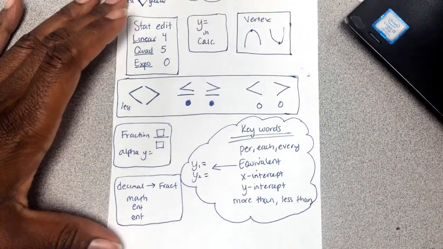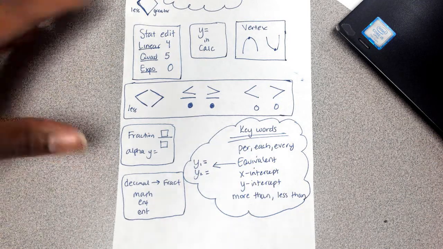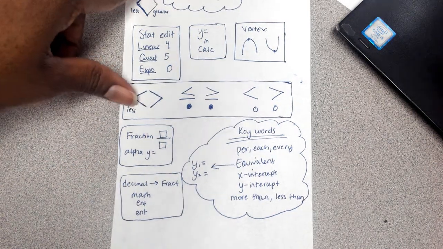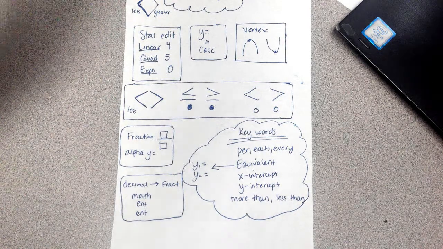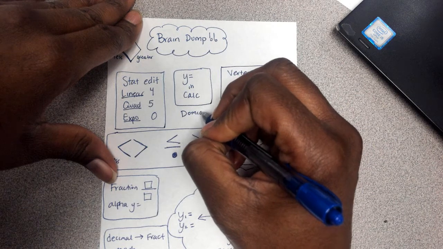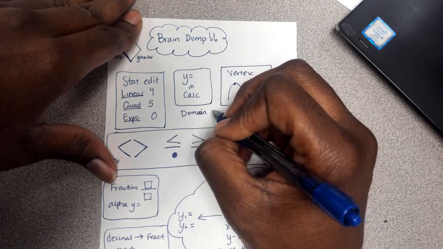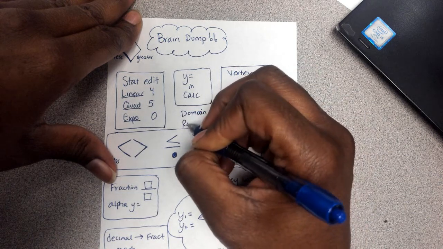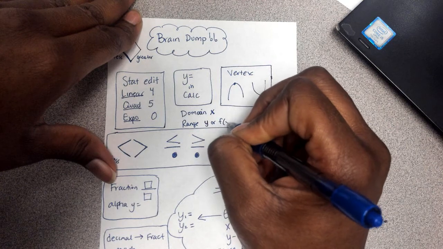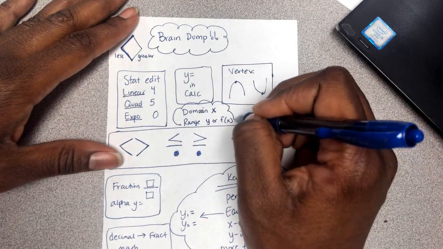Also make sure you use your formula chart, because standard form will be on there, slope intercept form will be on there, quadratic formula will be on there. Is there anything else? All right, let's add domain and range. Domain is all of the x's. The range are the y's, or they could put f of x for range. So please remember that.